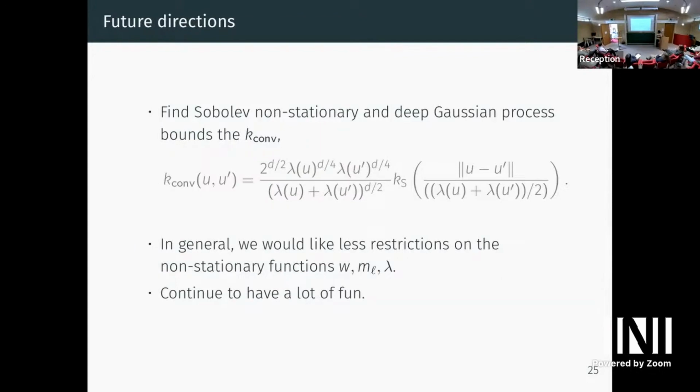Yeah, future direction. So whereas we can show for the raw thing and for the mixture kernel that the kernel space is equal to the Sobolev space, we can't do that for the convolution kernel at the moment. So that would be a nice thing. And we do have quite restrictive assumptions, so we would like to have fewer restrictions than this mixture function.